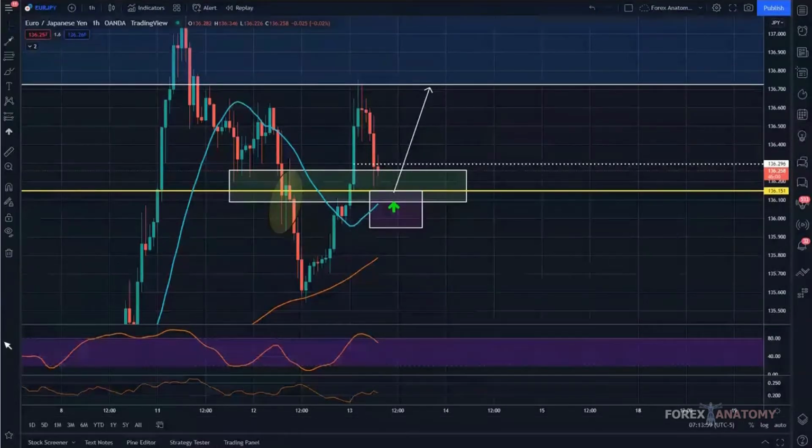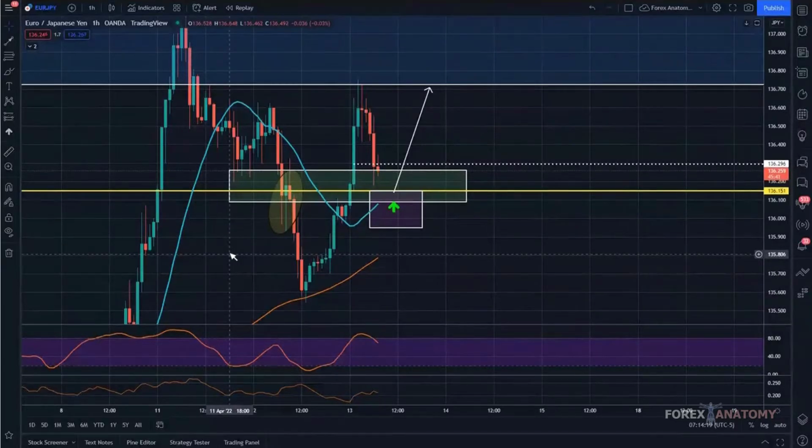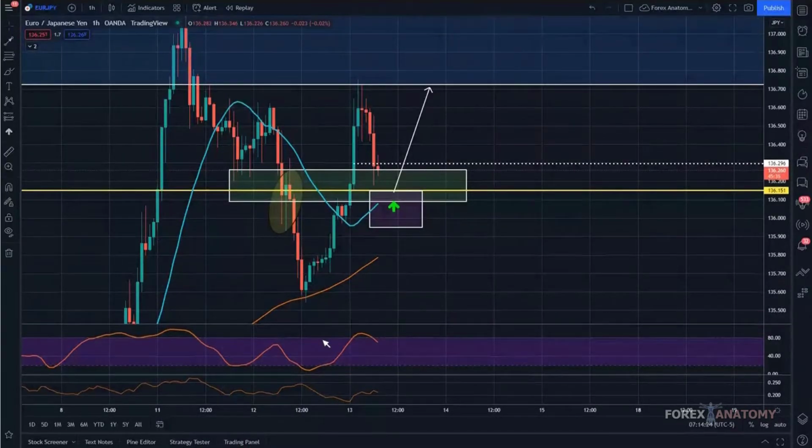For those who may want to know the actual number as far as the zone, for this zone it's between 136.09, or we can say 136.10, and 136.26 or 25. All right. So with that said, I guess we can move forward and touch on our next pair if we don't have any questions about this one. So let us go to, let's do the euro. Well, no, we're going to go back to the euro Aussie.